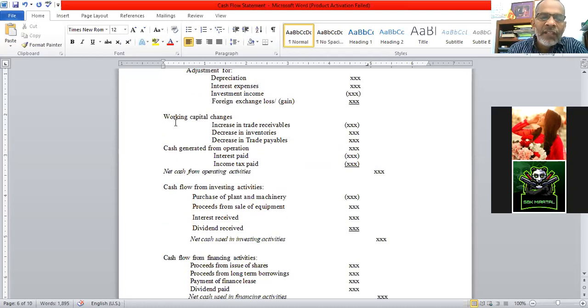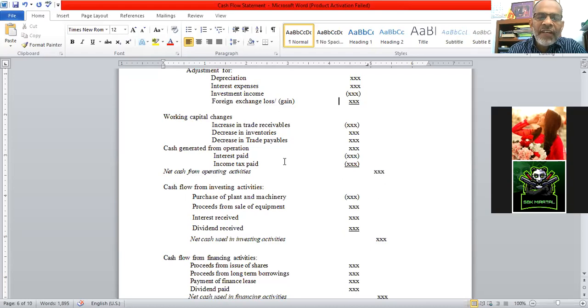After that, the working capital changes. The working capital changes are the changes occurring in a company in the current assets and the current liabilities. Current assets and current liability changes would be considered. Say the stock has increased or debtors decreased. If there are changes in those current assets, what will happen to the cash? That should be considered under the working capital changes.